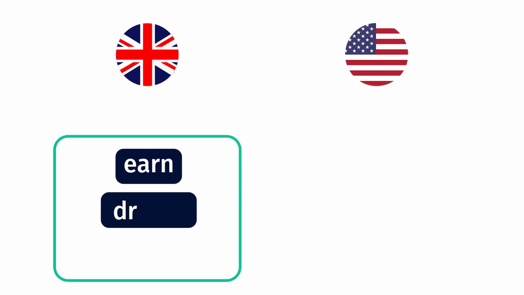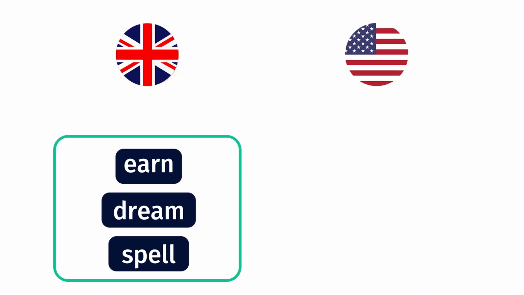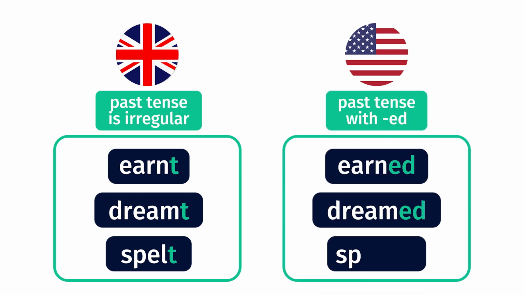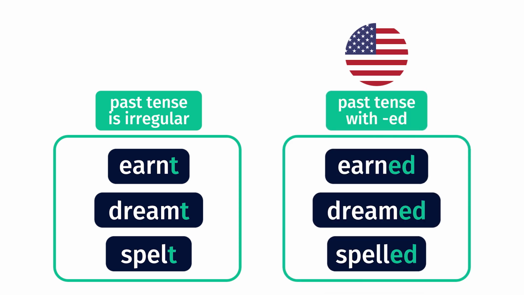So if we look at the 3 verbs, earn, dream, and spell, in British English, the past tense is irregular. Okay, so they are all with a T. It's yesterday I earnt, yesterday I dreamt, yesterday I spelt. But in American English, they're all in the past tense with ED. They're just normal. They're not irregular. So they are earned, dreamed, and spelled.